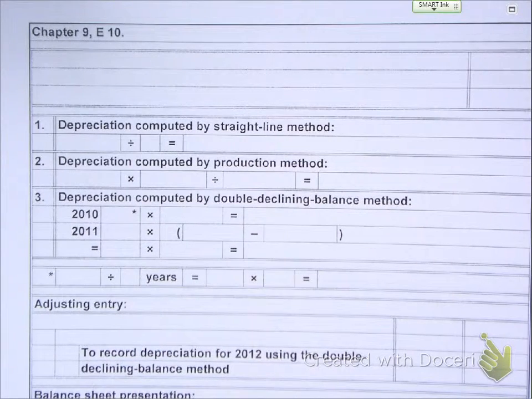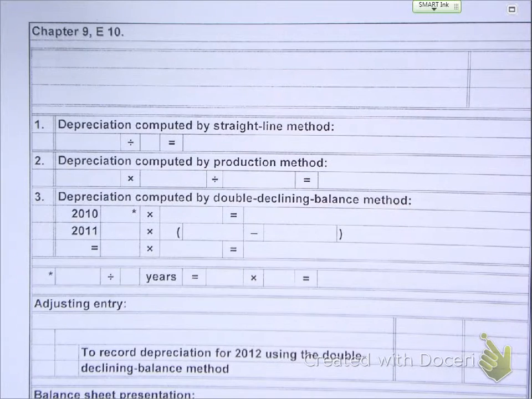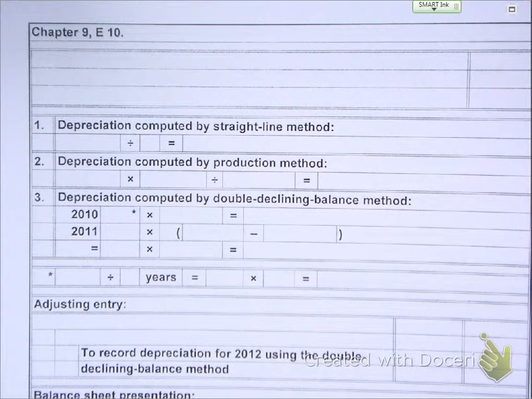And now we are going to do problem E10 on page 433, and we're going to look at doing two of the three depreciation methods. We're going to look at the straight line depreciation method and the production method.